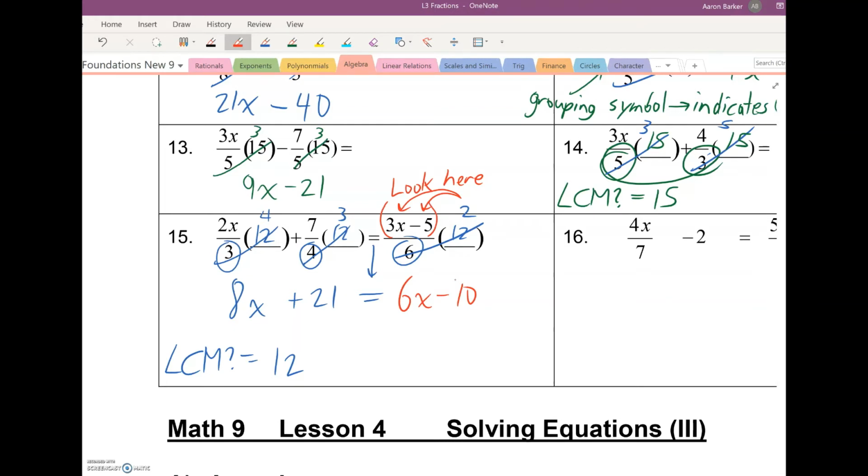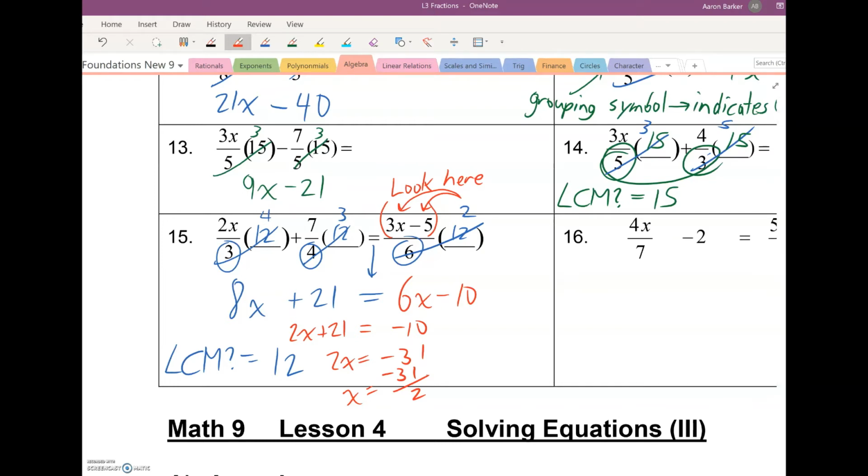Now, for us, we can now solve this. All right, we have 8x and 6x. So let's move our x's over. 2x plus 21 equals negative 10. 2x equals negative 31. So x equals negative 31 over 2. There's your final answer. Your homework, you will get whole numbers.